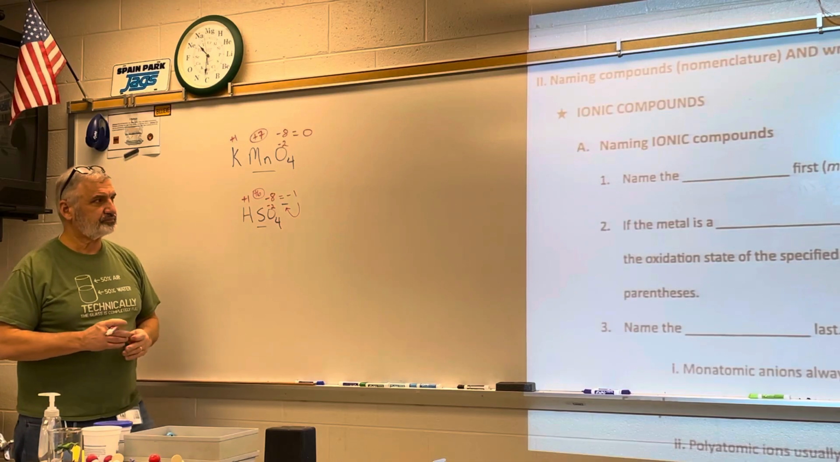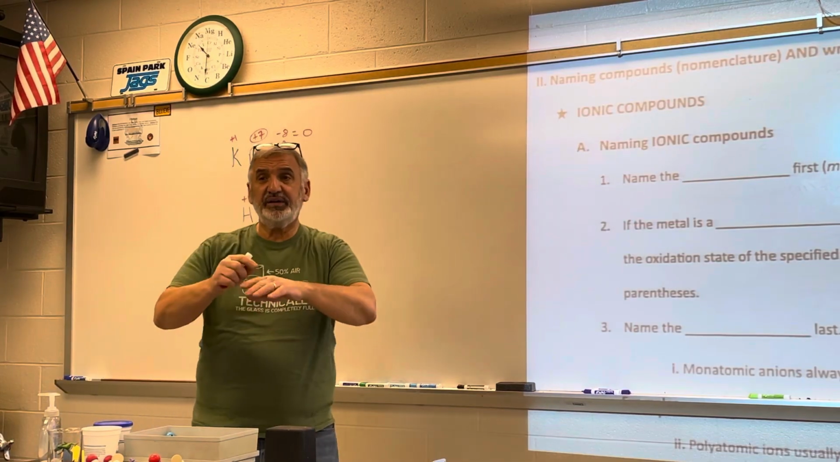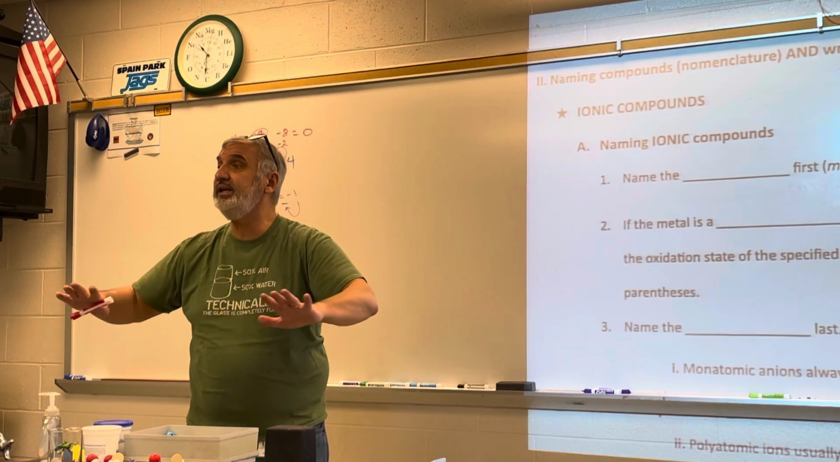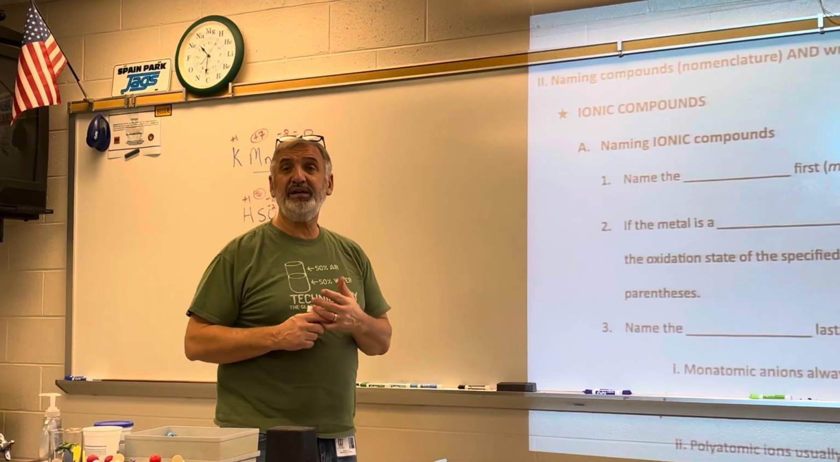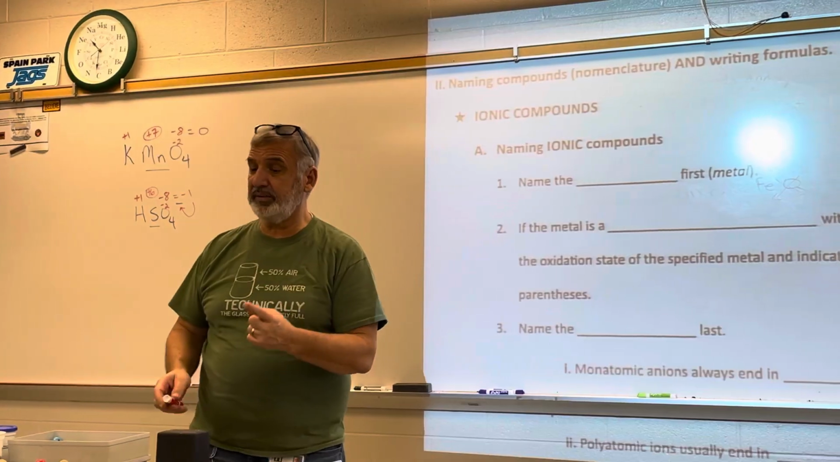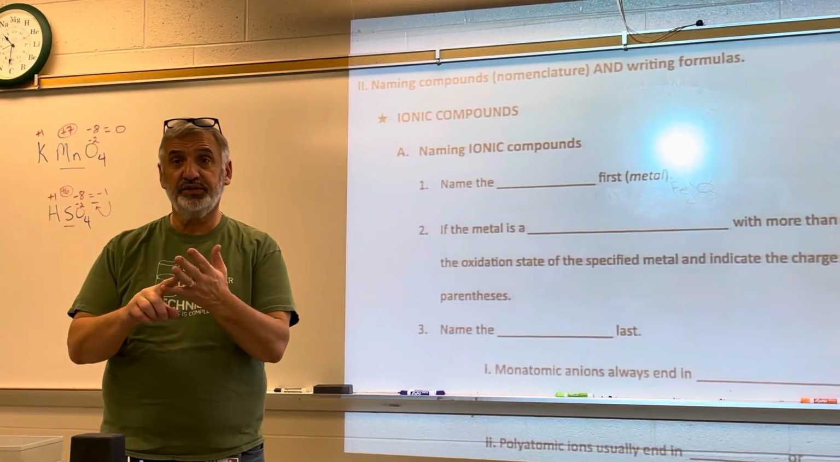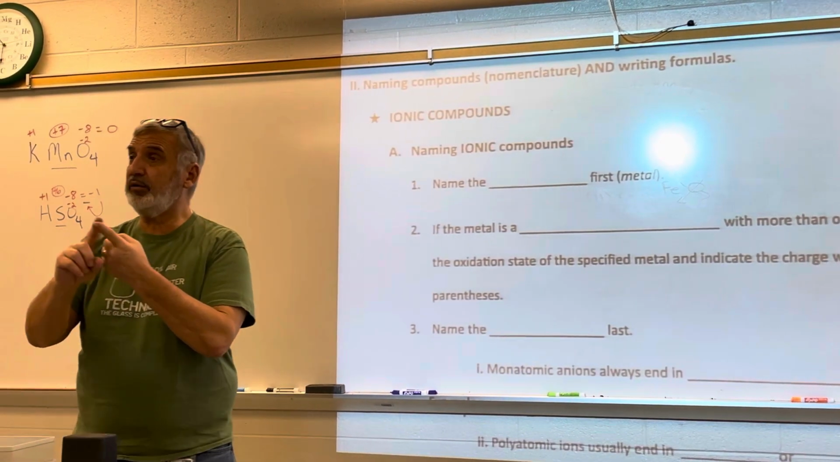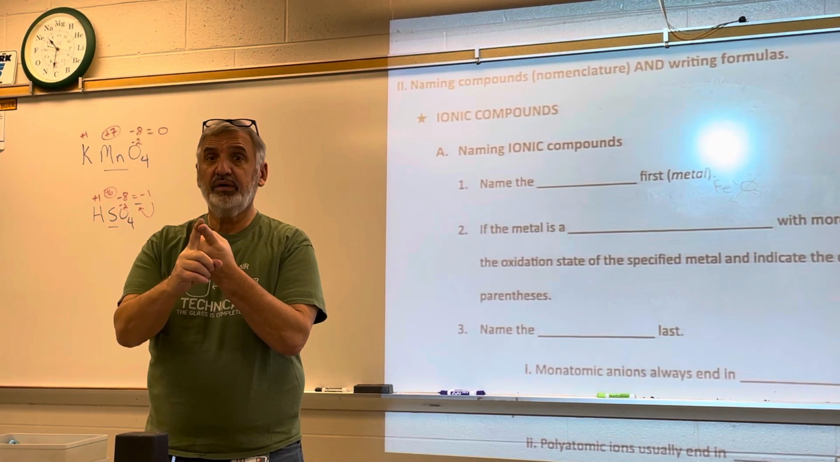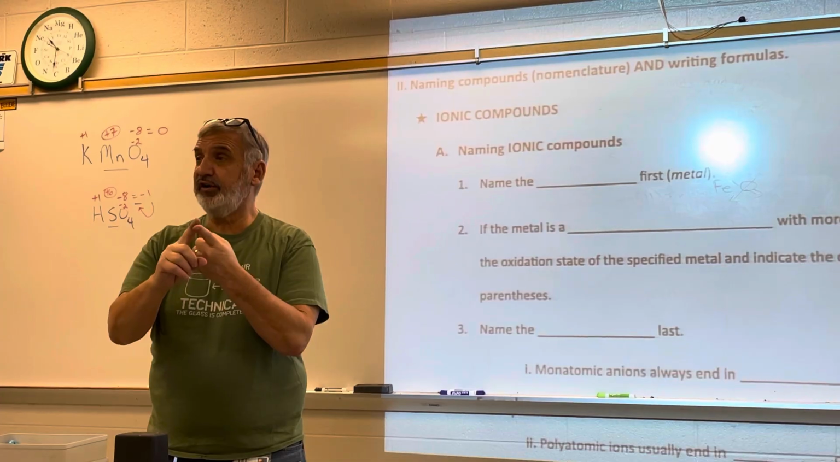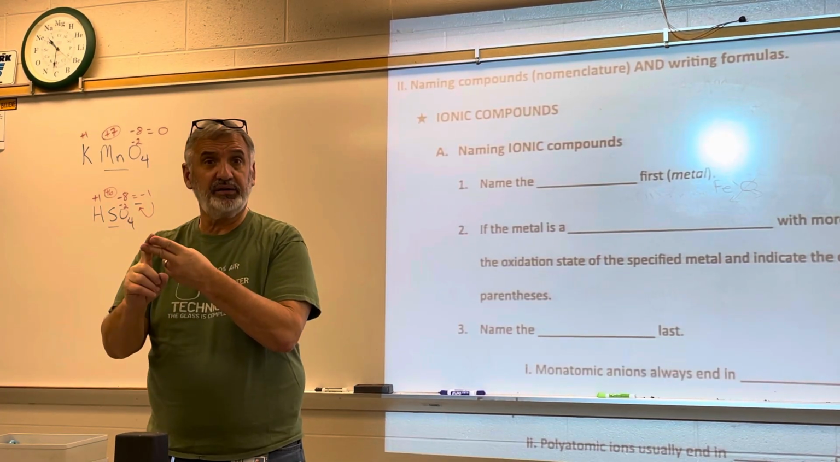All right. So now we laid the foundation yesterday on what we need to do. So today we're going to go through and talk about naming and writing formulas for ionic compounds. We're going to have 3 different sets of rules. One for ionic compounds, and how are we going to know it's ionic? Charged. Or nonmetal and metal. Well, which one's going to be first? Metal. It's always going to be the metal and the nonmetal.